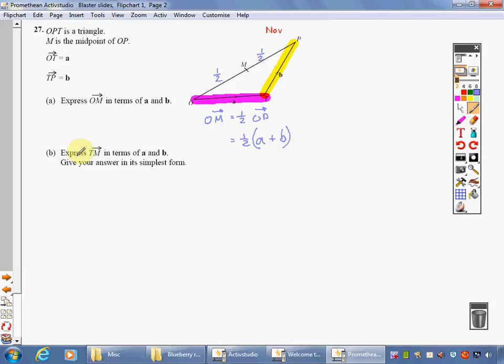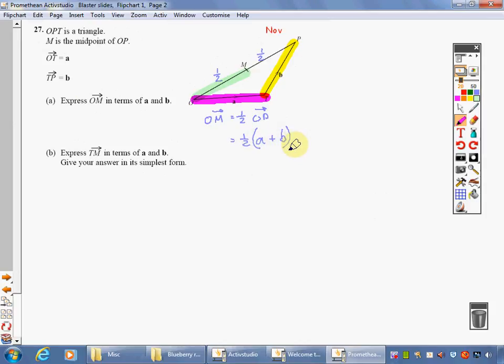Part B. Express T to M in terms of A and B. Give your answer in its simplest form. Well, I've moved on a stage from where I was because I've now got a new vector I've defined, which is this little bit here, O to M. I know O to M is a half A plus B.